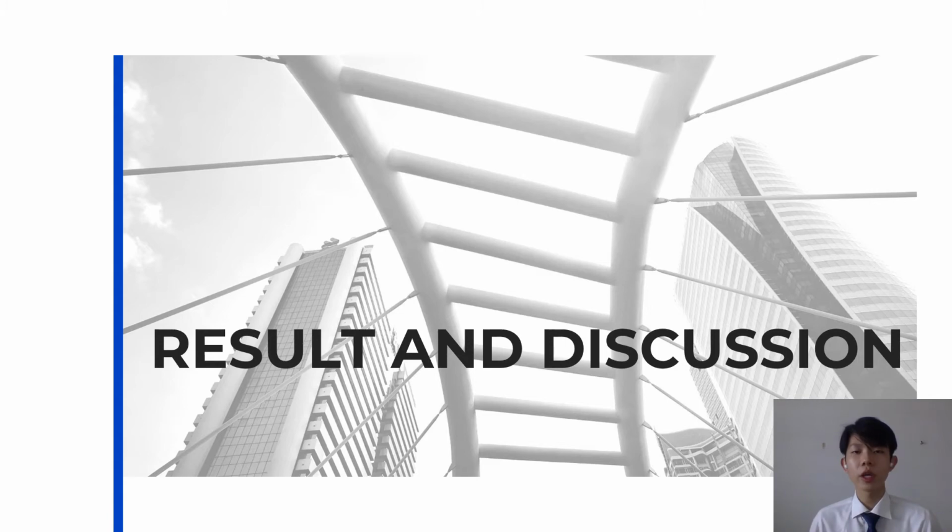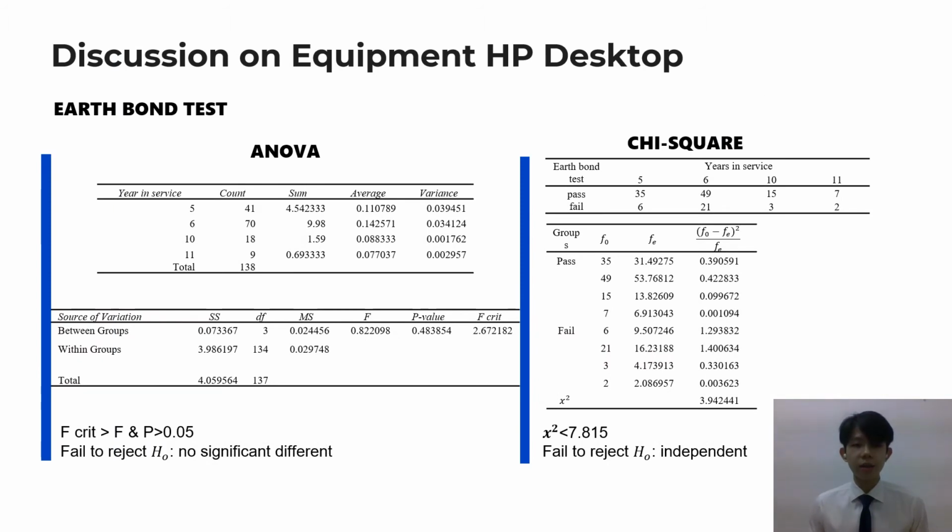After that, I'm going to present the result and discussion. A total of 138 HP desktops were applied to the earth bond test and substitute leakage test. Both tests are analyzed by using ANOVA and chi-square independence test. The table shows the analysis of the earth bond test. From the ANOVA table, the critical value 2.67 is greater than the F statistic 0.822 and the p-value 0.48 is greater than 0.05. This comparison fails to reject the null hypothesis.